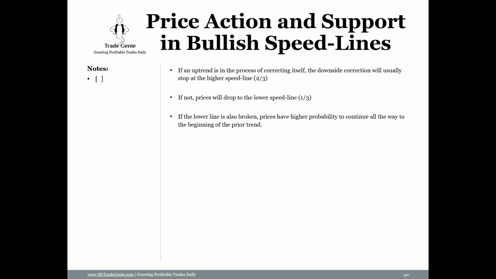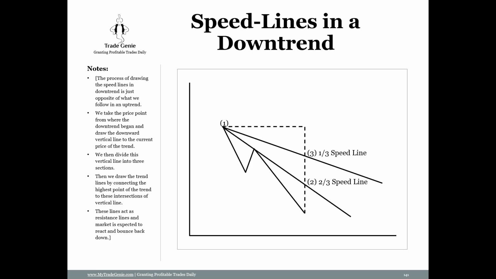So it's like giving back all the profit made, or the points captured, from the time the trend has started. So if the trend started from 50 and went to 100, the market will come back to 50. So it has given back all the profit from where the trend has started. Similarly, you can draw the speed line in a downtrend. So just reverse the process.